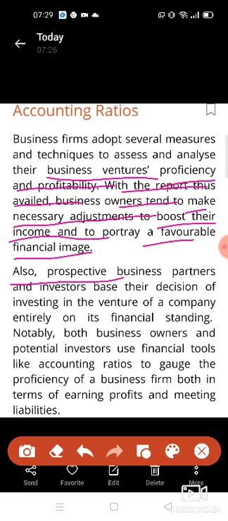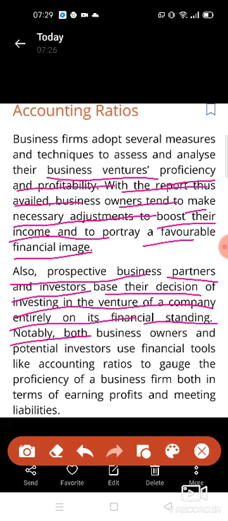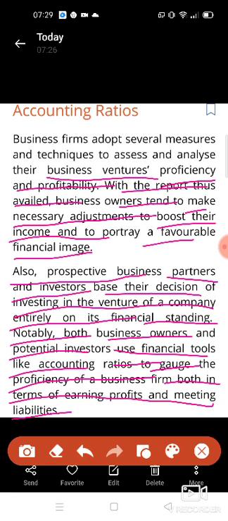Also, prospective business partners and investors base their decision of investing in the venture of a company entirely on its financial standing. Naturally, both business owners and potential investors use financial tools like accounting ratios to gauge the proficiency of a business firm both in terms of earning profit and meeting liabilities.